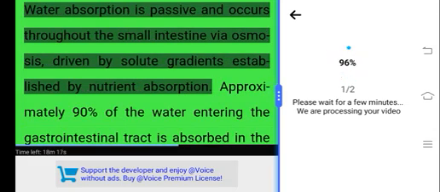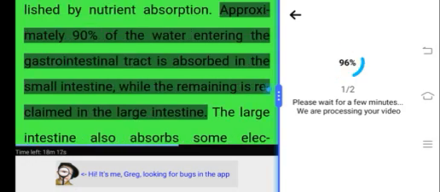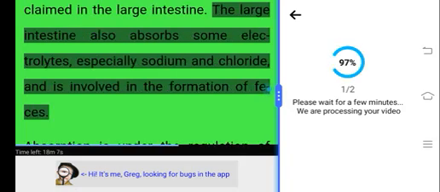Water absorption is passive and occurs throughout the small intestine via osmosis, driven by solute gradients established by nutrient absorption. Approximately 90% of the water entering the gastrointestinal tract is absorbed in the small intestine, while the remainder is reclaimed in the large intestine. The large intestine also absorbs some electrolytes, especially sodium and chloride, and is involved in the formation of feces.